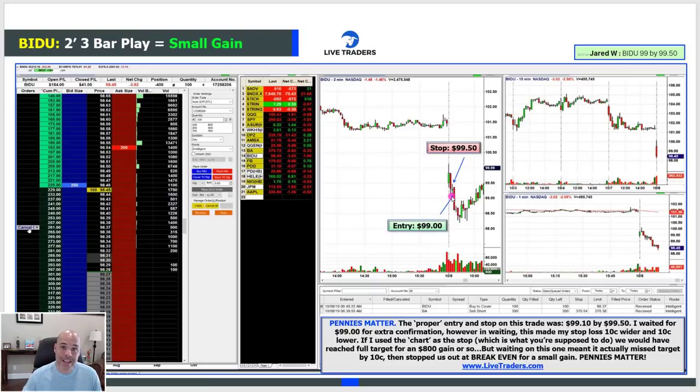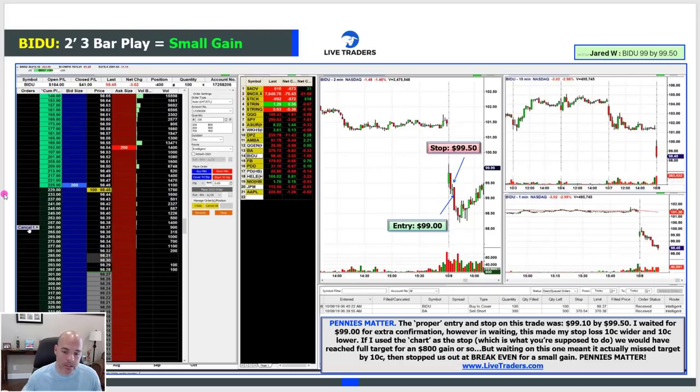Well, that 10 cents cost me a lot of money, because had I got in at 99.10, I would have had a 40 cent stop and this thing would have gone 2-1 and we would have been out for a full target, about $800. But I got in a little bit later on purpose. I purposely waited the 10 cents, made my stop a 50 cent stop, and that means I missed target by 10 or 15 cents. That's the way it goes in trading sometimes, guys. But again, these are topics I'm not going to talk about today. I just wanted to show you a couple trades that I took recently.